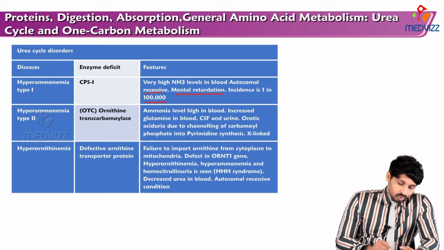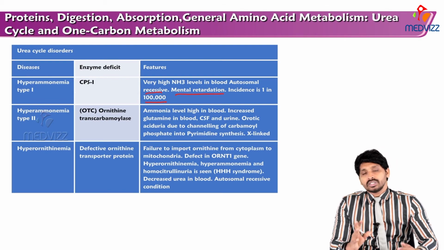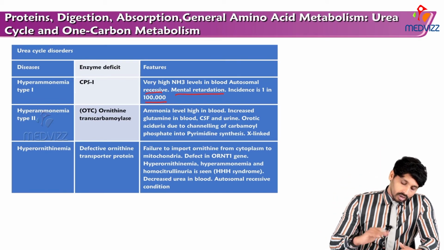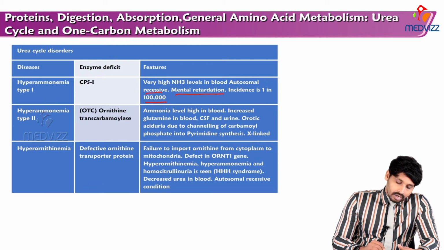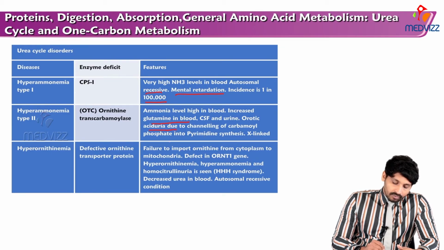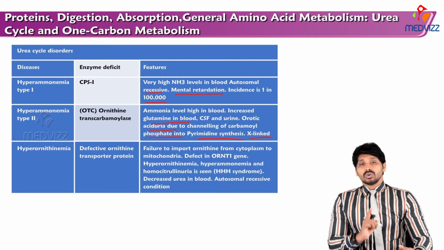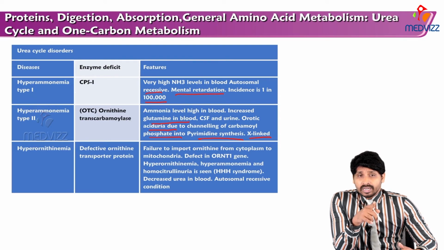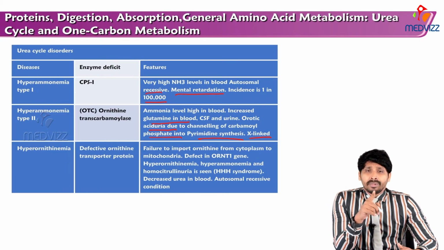And hyperammonemia type 2 is ornithine transcarbamylase deficiency, where carbamyl phosphate cannot be incorporated into ornithine. Here also ammonia accumulation is high in blood, with an increase in glutamine concentration in blood, CSF and urine, and orotic aciduria due to channeling of carbamyl phosphate into pyrimidine synthesis. It is also X-linked, seen in hyperammonemia type 2, and can be seen only in males.